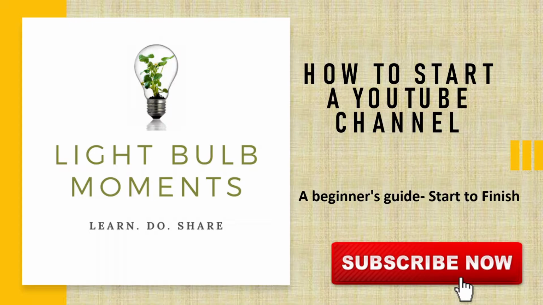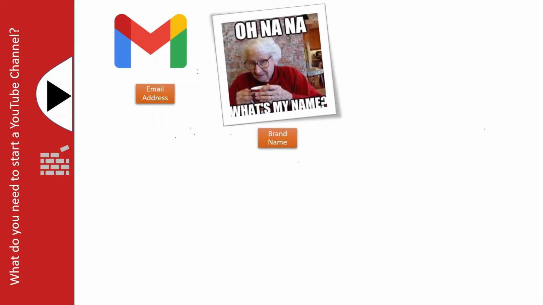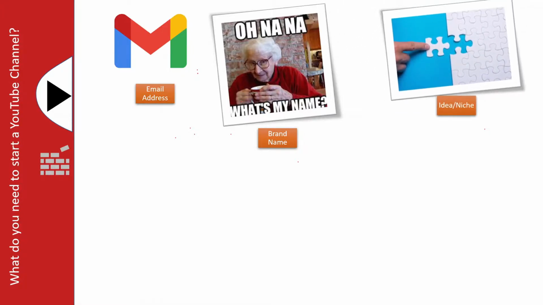So what do you need to start a YouTube channel? The first thing, of course, you will need is an email address, and you'll need to come up with a name. What's the name that you're going to run with? What's your brand name? And then you will need to figure out an idea or a niche that you'd like to explore. Which area are you looking to create content on?